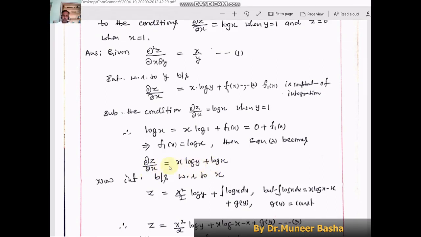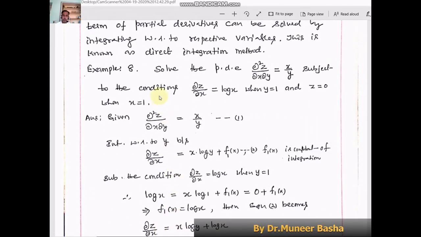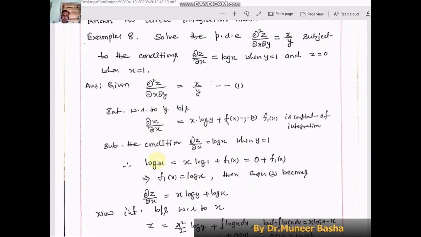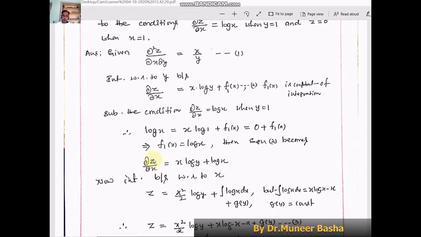So the given problem was involving a second order derivative. Now by integrating we have reduced it to a first order partial differential equation. Now we can integrate once again with respect to x both these sides. So integrating ∂z/∂x with respect to x, the differentiation will be cancelled, only the z function remains, that is z equals log y, which will be treated as constant because we are differentiating with respect to x. Y will be kept constant.